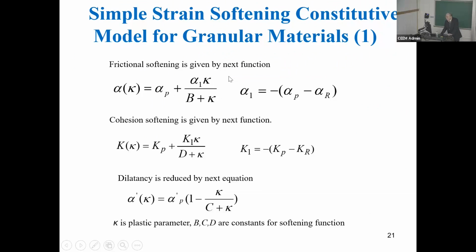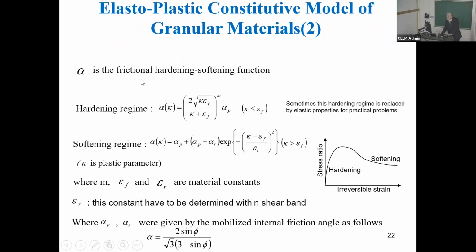Frictional softening is given by this simple equation. Cohesion is also given by this. Dilatancy is reduced by this equation. Of course, we need the equation cut by the plastic parameter. A, C, D are constants. Okay. For the elastoplastic constitutive model of granular material two, in the hardening regime, we use this function, developed mainly by complete field.